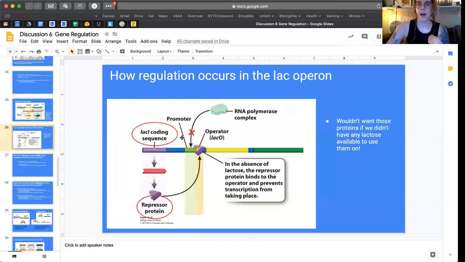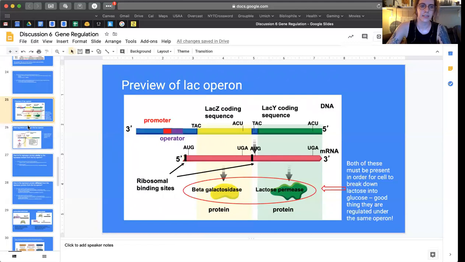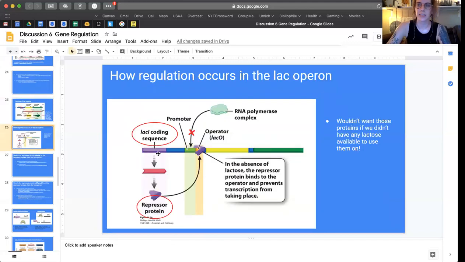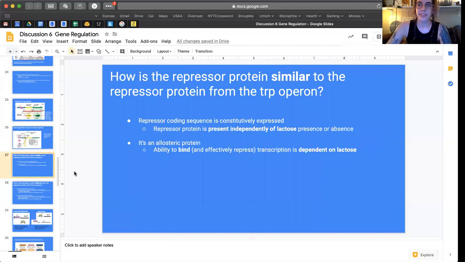Okay, so now looking at how regulation actually occurs in the lac operon. So now we're kind of extending the view of this to see, okay, look, we have this coding sequence upstream of the promoter that codes for a repressor protein. Now this here should look really familiar to you because it's almost the exact same structure as the trp operon, where we also saw that there was an upstream coding sequence that coded for a repressor. And they're similar in some ways and different in other ways.